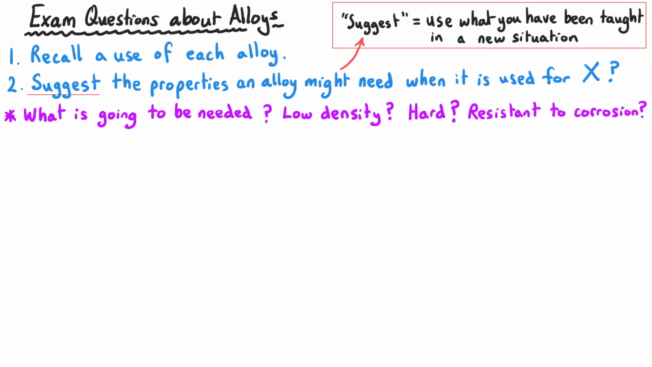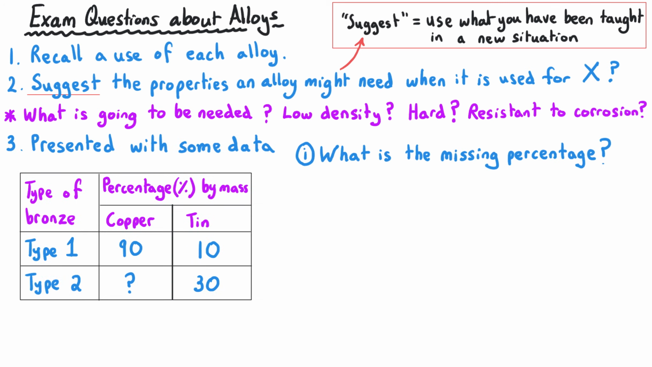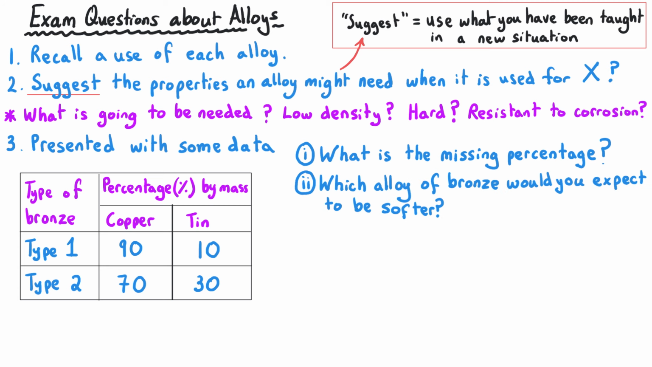And so that won't be something that you've been taught. You'll be asked to suggest a property that it might need. Or you might be presented with some data, and from that, maybe a pie chart or a graph or something like that, you might need to work out the percentage by mass for a particular element in an alloy. Or you could be given a data table that's got some details about the different types of bronze, type 1 and type 2. And one of them is 90% copper and 10% tin, and the other is 70% copper and 30% tin. And they could ask you some questions about this data table.